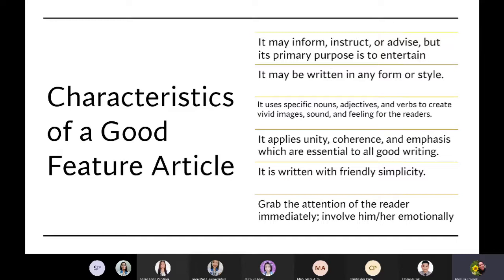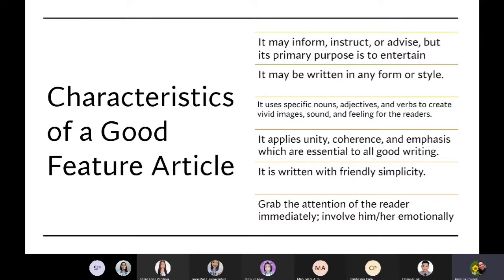And then, it uses specific nouns, adjectives, and verbs. Remember, in our news article, with the lead, if it's not a famous person, then we should just name them a boy, a girl. But for a feature article, you should name them immediately. And then you use images and sounds like onomatopoeia. This is the time to shine the literary devices that we use in writing.